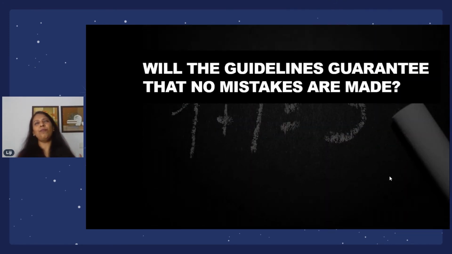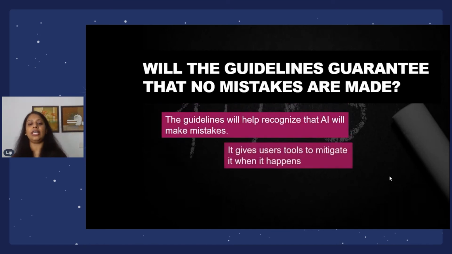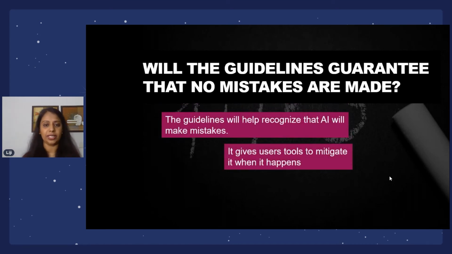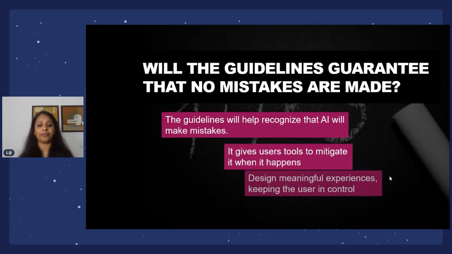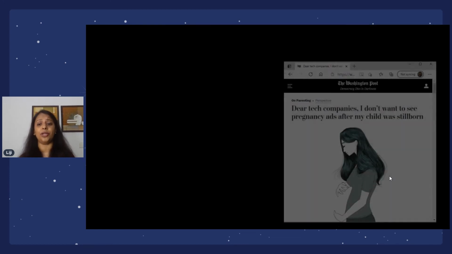So one of the most common questions I get asked at the end of all of this is, will the guidelines guarantee that no mistakes are made? Actually, no. The guidelines do not guarantee that your AI system will not make a mistake. The guidelines help you plan for failure. If your AI system has made a mistake, it will allow you to navigate that. It will allow your user to be in control and navigate that better and design meaningful experiences.